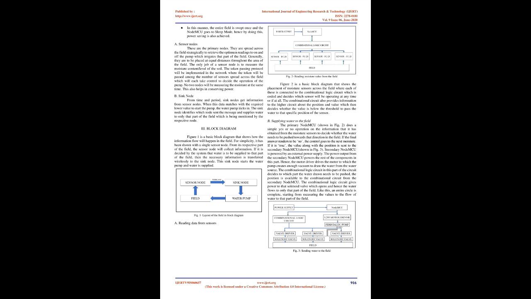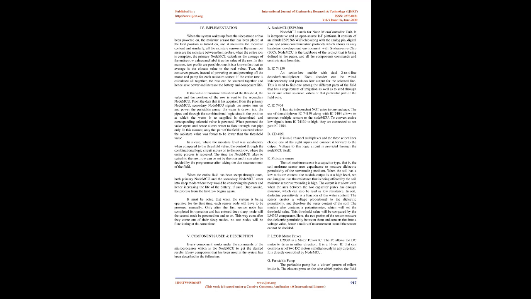2. This conserves power. Instead of powering on and powering off the motor and pump for each moisture sensor, if the entire row is calculated all together, the row can be watered together and hence save power and increase the battery and component life. If the value of moisture falls short of the threshold, the value and the position of the row is sent to the secondary node MCU.